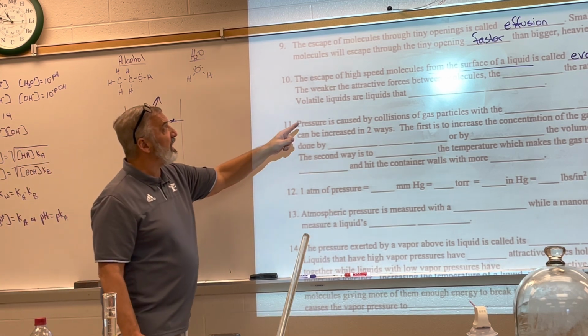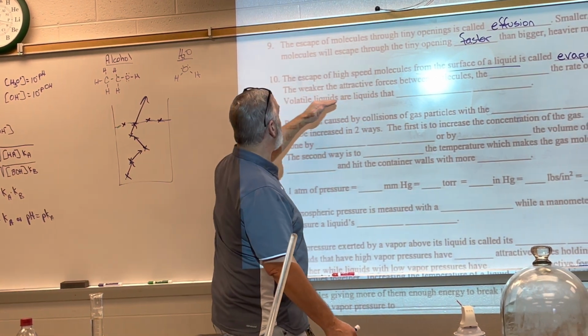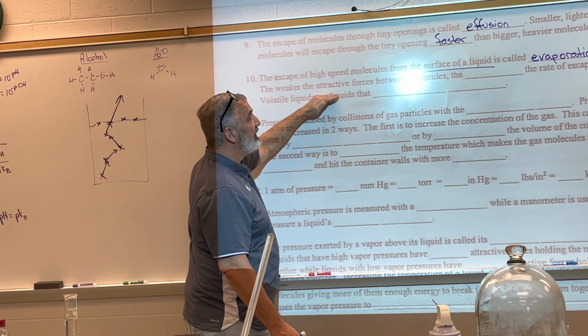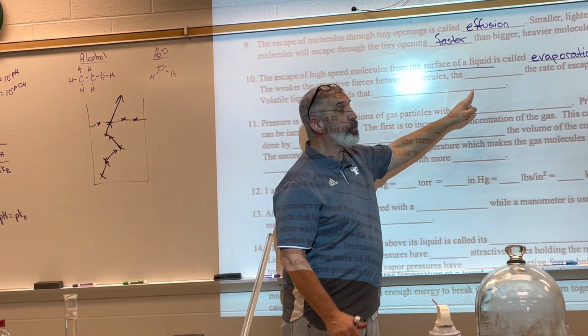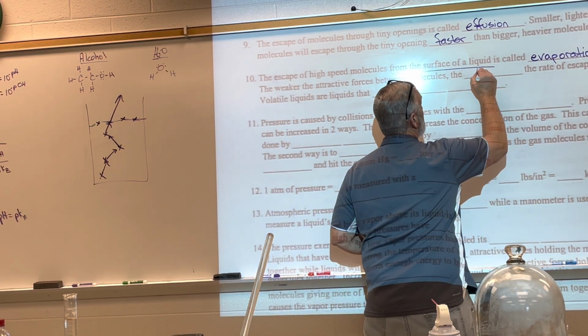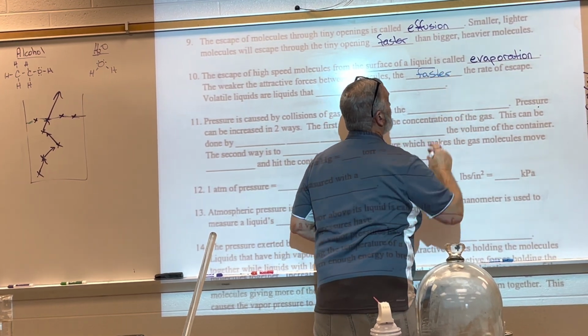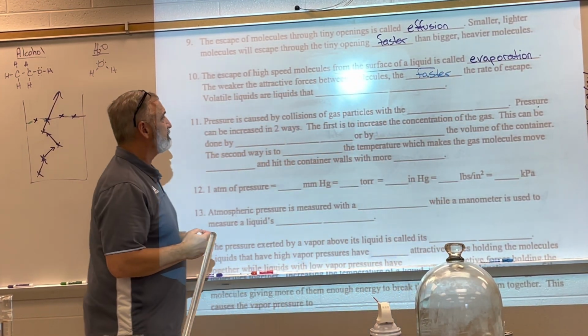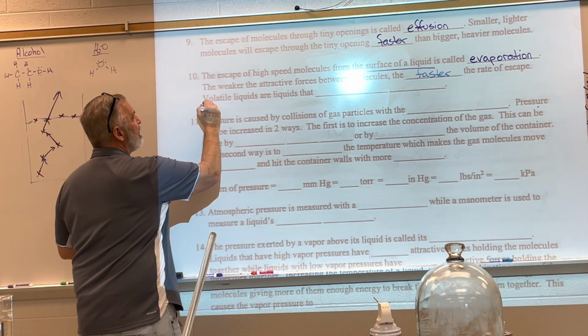So, the escape of high-speed molecules is called evaporation. The weaker the attractive force is, the quicker, the faster the rate of escape. So then we have this term, volatile.